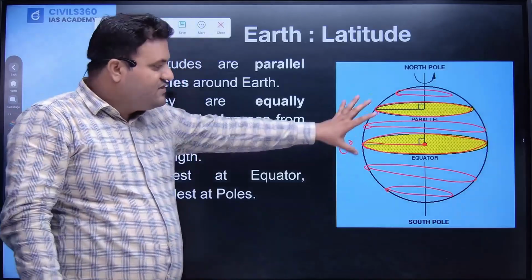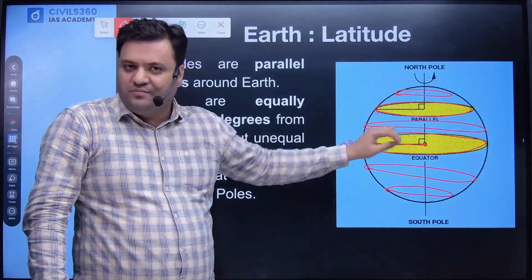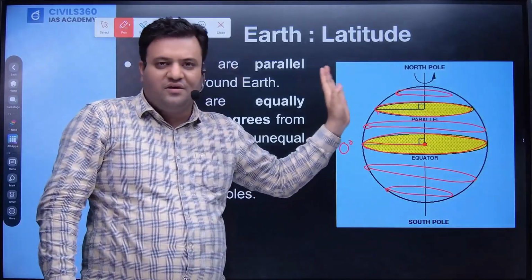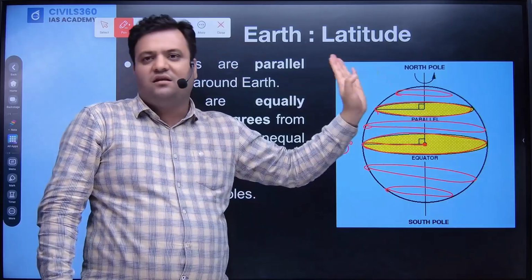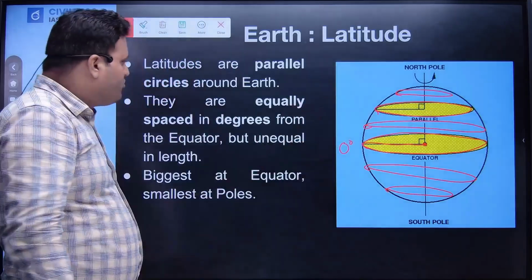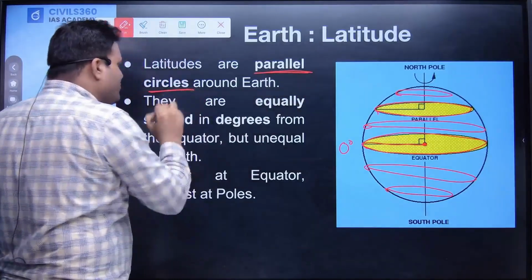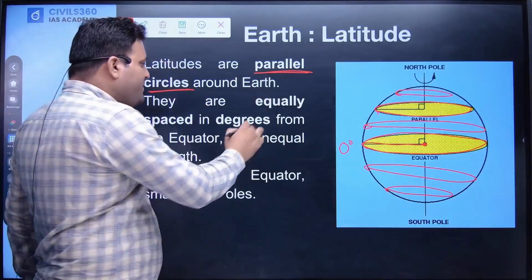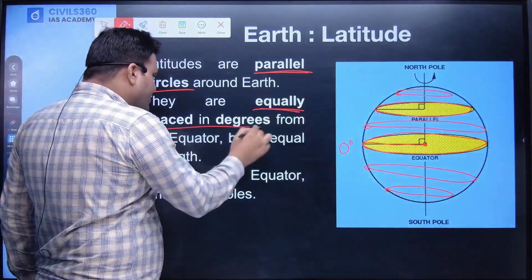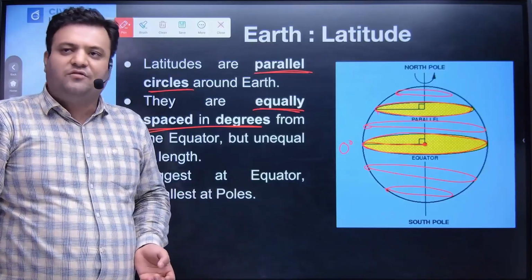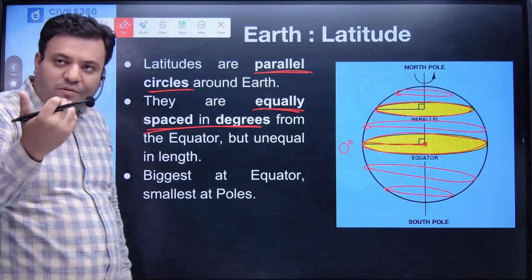All of these latitudes are parallel to each other, meaning they are not joining together, they will never move toward each other, they will run parallel. And when we talk about parallels, they are basically parallel circles around the earth's surface. They are equally placed, and their expression is referred to in terms of degrees from the equator.